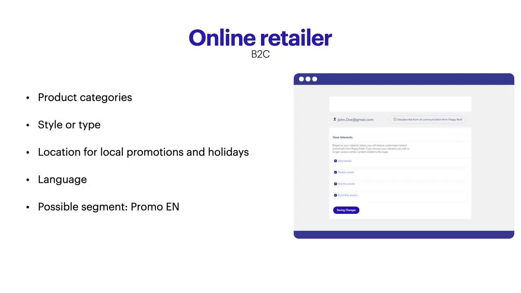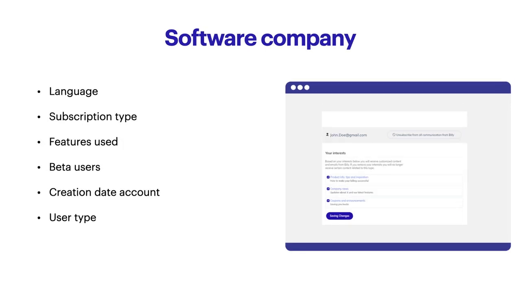The same applies to our online jeweler. You can work on the basis of product categories for your contact fields, style or type that they recently purchased, location for local promotions or holidays, their language. So a possible segment could be promo, English, for example. For a software company, we could personalize further on the basis of language or subscription type or the features that they're using. If they've registered for a beta version, the creation date of their account, for example. So this allows me to send more specific update emails when this is more relevant to a specific product type.